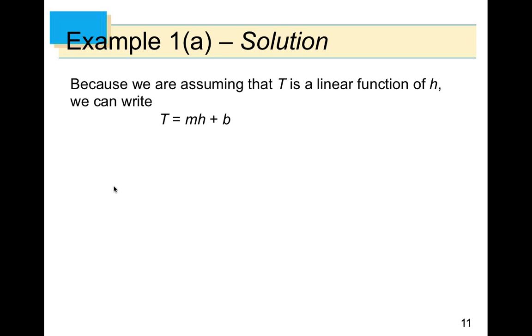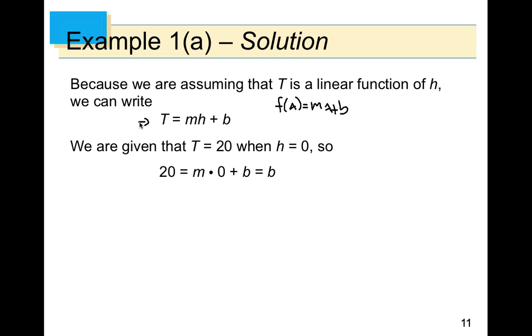Because we're assuming that T is a linear function of h, we can substitute in T and h for y and x in our original linear model. So I know that any linear model will always take the form of f of x equals mx plus b. And since T is my dependent variable and h is my independent variable, I'm substituting in T for f of x and h for x, and so this becomes my new model.